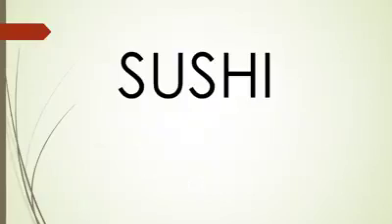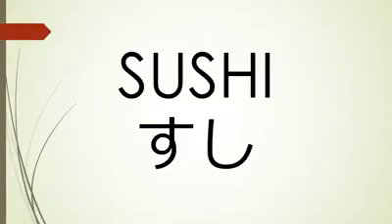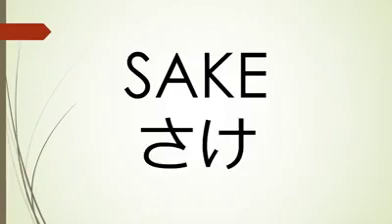Our next word is sushi. Sushi. And for this one, we use su and shi. Sushi. Sake. Sake. We write this using sa and ke, sake.